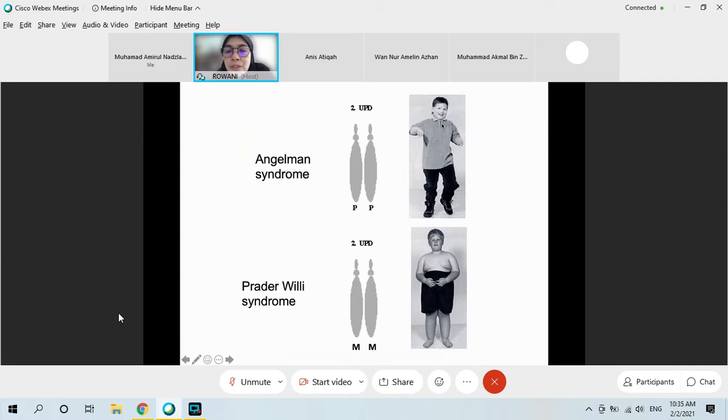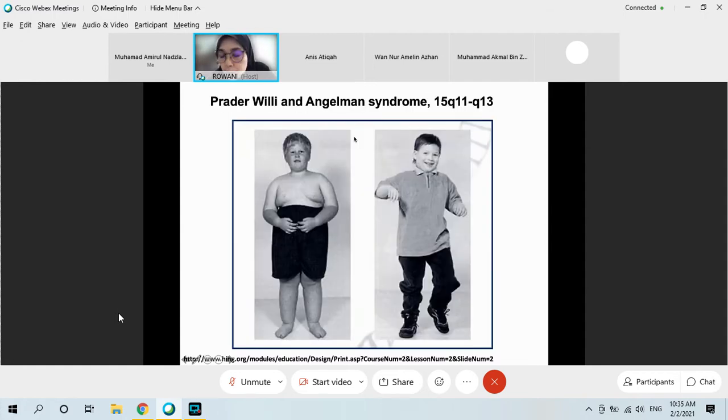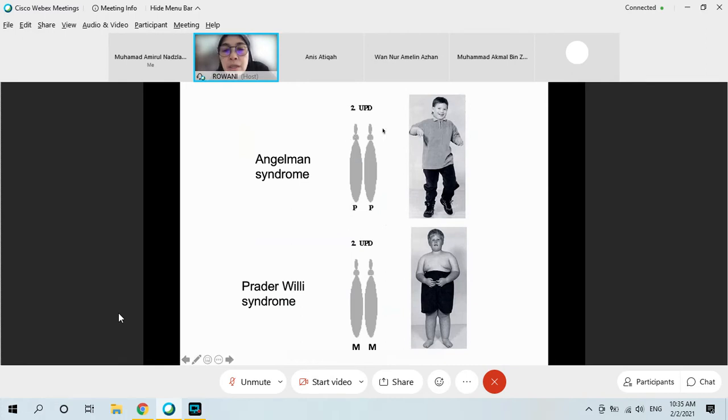Because you expect that if the chromosomal defect is located at the same area, they should look the same, right? But it is not. And this is due to the phenomenon known as uniparental disomy. So when the chromosomes of this child are further studied, it is realized that chromosome 15, 15q11 to q13 of this child, both come from the father. Whereas in this child who has Prader-Willi syndrome, both chromosome 15q11 to q13 come from the mother.